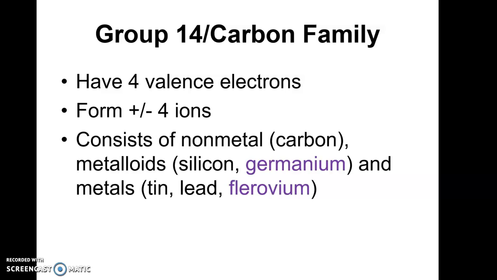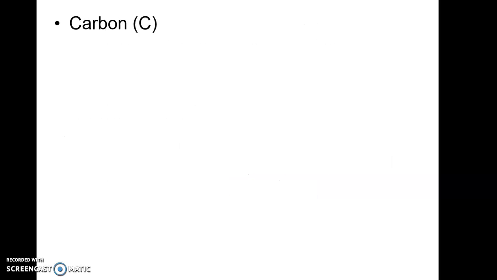They consist of nonmetals, which carbon is a nonmetal. They consist of metalloids. So silicon is a metalloid, and also is germanium. I won't make you memorize that one. And then also metals. Tin and lead are in the carbon family. And also flerovium is in the carbon family.